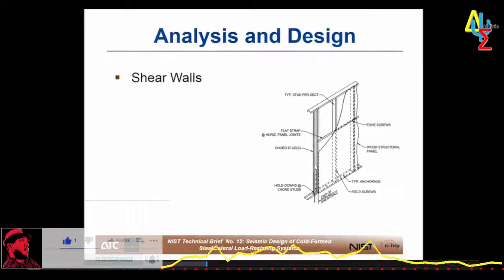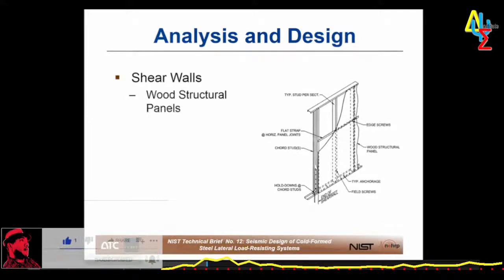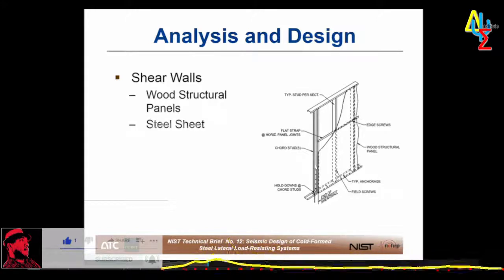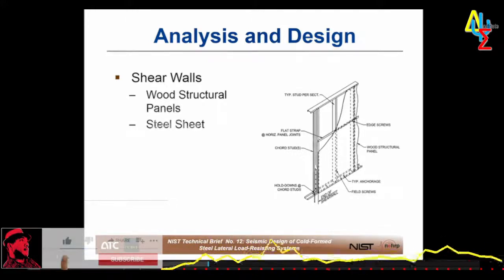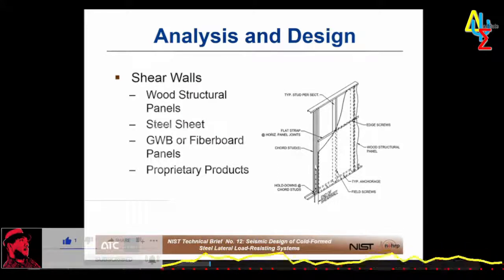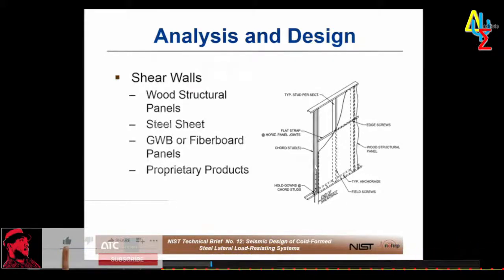So shear walls are one of the most common CFS seismic force resisting systems, and they can use wood structural panels, like plywood or OSB. They can use steel sheet, and in AISI S400 there are a variety of sheet steel thicknesses that are presented that can be used in a steel sheet diaphragm. Gypsum wallboard or fiberboard panels can also be used. As you might imagine, these two types of systems have fairly limited capacity and so fairly limited application in seismic force resisting systems, but they are there, and there are times when they can be useful. And of course, there's a variety of proprietary products out there that can also be used. And if you're going to use the proprietary products, of course, you're going to rely on manufacturers' data to tell you what the appropriate seismic parameters are and what the available strength of those products would be.